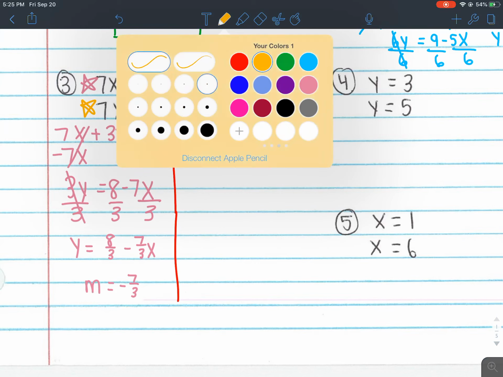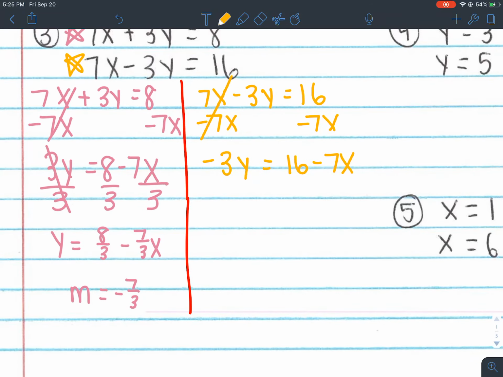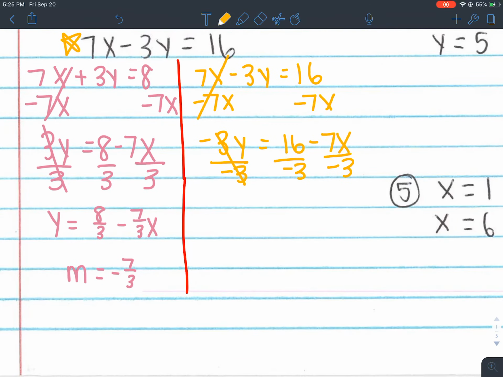All right. And then let's go ahead and work out this left side over here. We're going to subtract 7x on both sides because we're still trying to get y by itself. We have negative 3y equals 16 minus 7x. And this time I'm going to divide by negative 3 on everything. Make sure you divide negative 3 by everything. So then I have y equals 16 divided by negative 3, which doesn't really work out nicely, so I'm going to keep it as is. And then negative 7 over negative 3 gives me a positive 7 over 3. Remember, a negative divided by negative is a positive. So my slope here is 7 over 3.